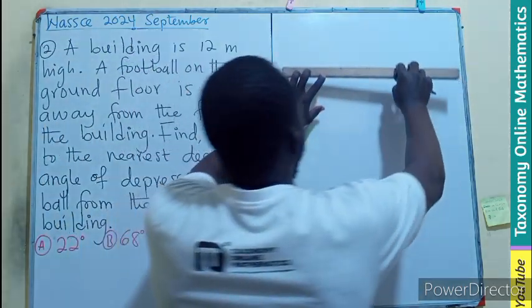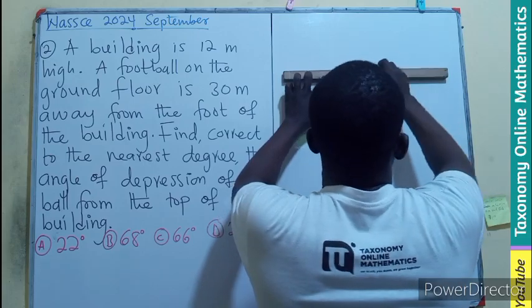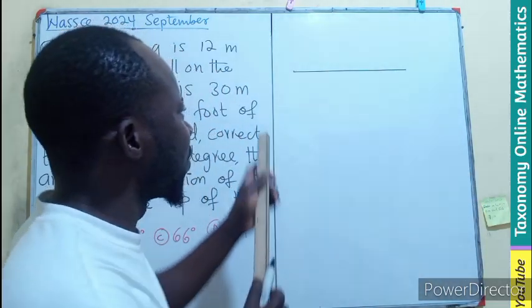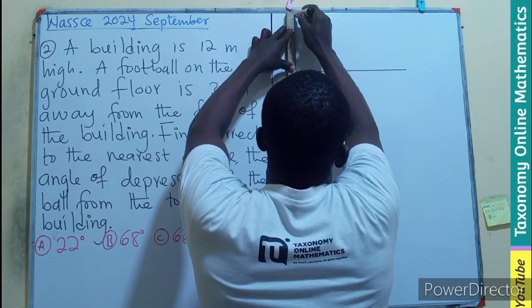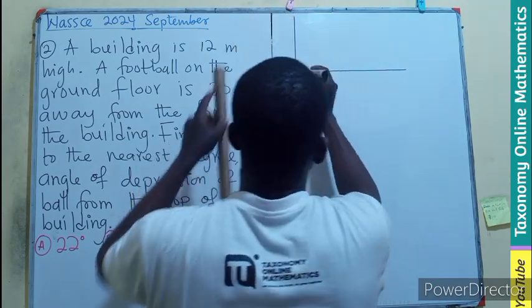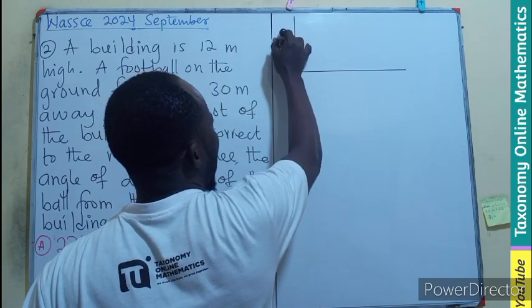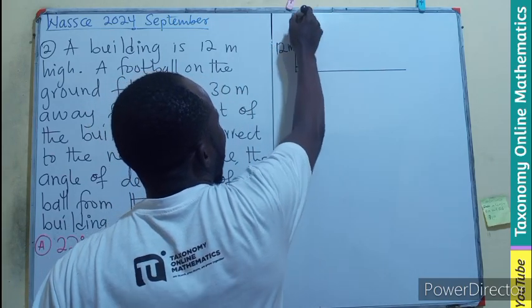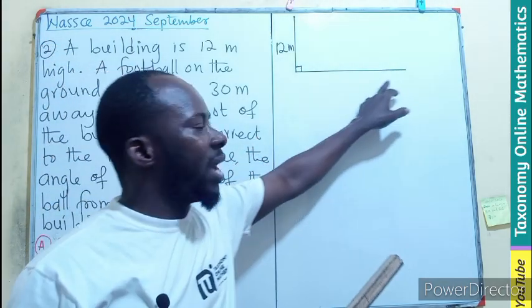So let's make our line that will be demarcating the ground. Then let's say we have this as the building, which is going to be perpendicular to the ground. So we have our 12 meters high. So this is how tall the building is. So this is going to be the ground floor.